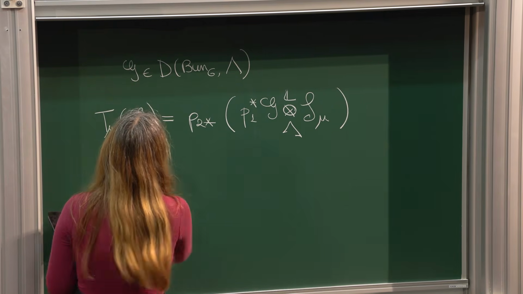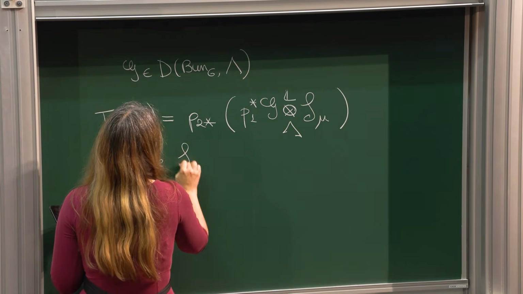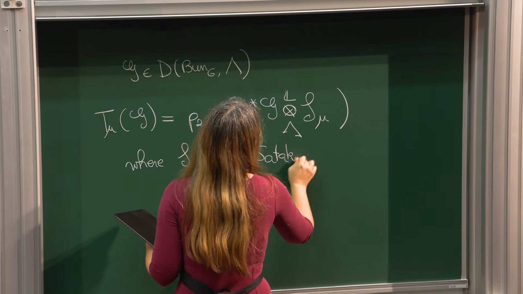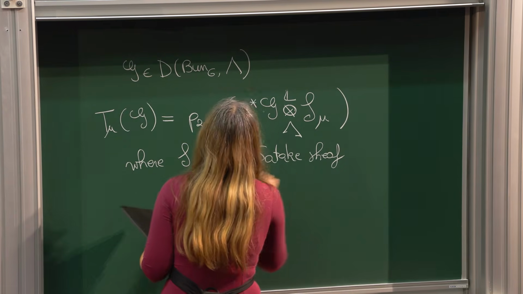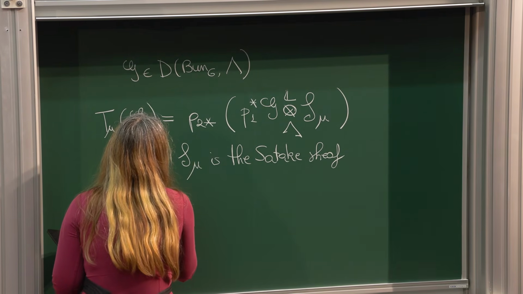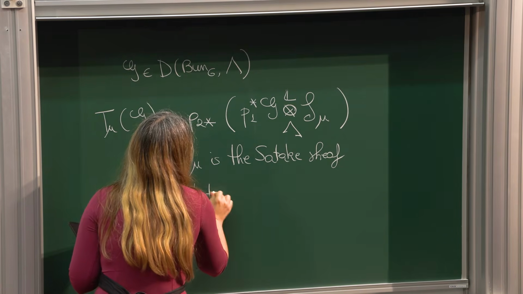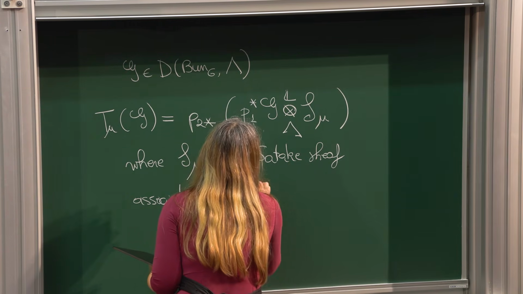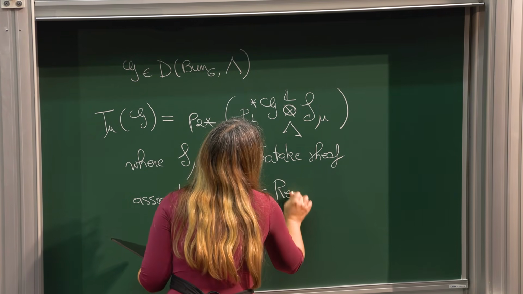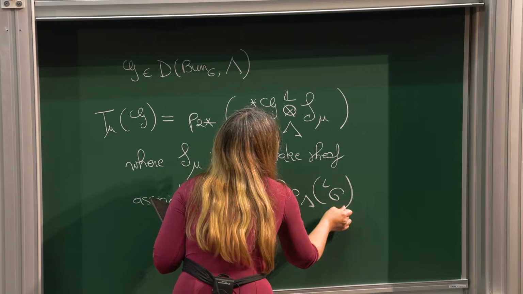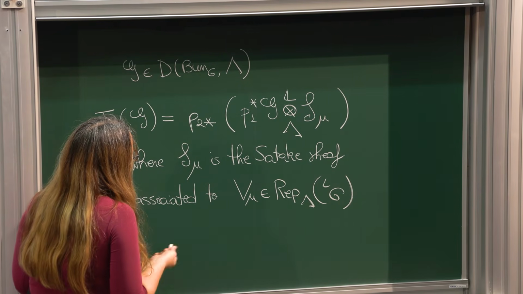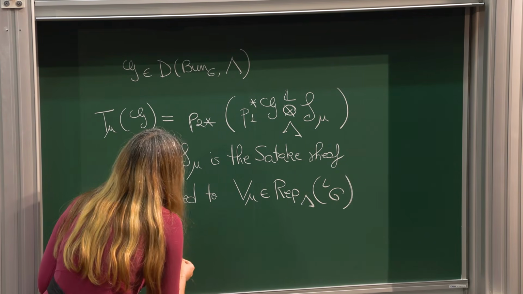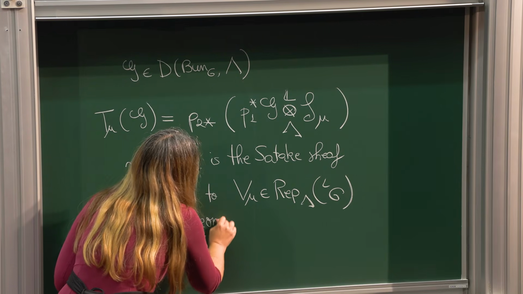p_2 lower star, right? So where S_mu is the Satake sheaf associated to, so you view mu as a character of the Langlands dual group, and you can form a representation of the L-group of G from it. And this has a sheaf associated to it under geometric Satake.